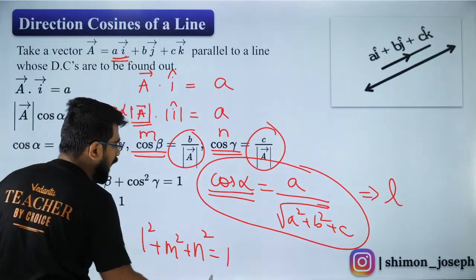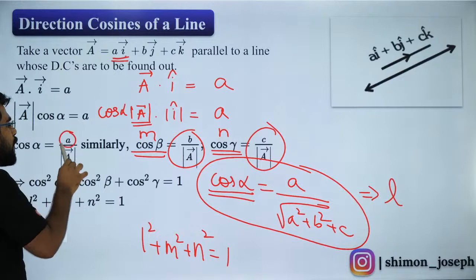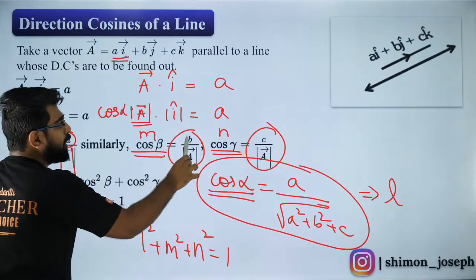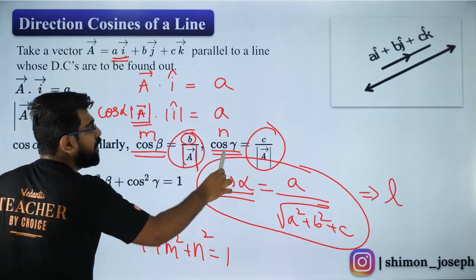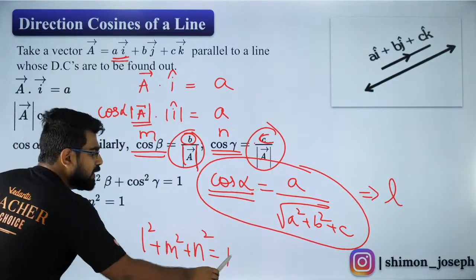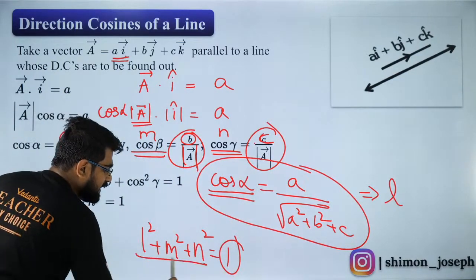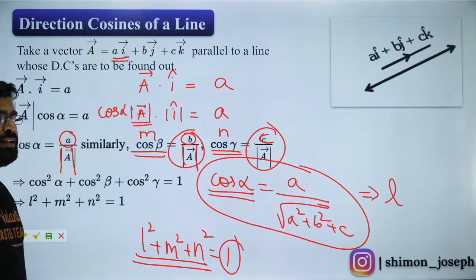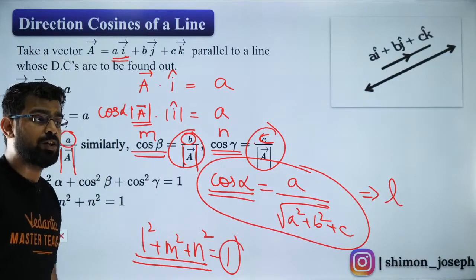It will be equal to 1, because L square is A square by mod A square, plus B square by mod A square, plus C square by mod A square. That will be equal to 1. So this is a very important property relating to your direction cosines.